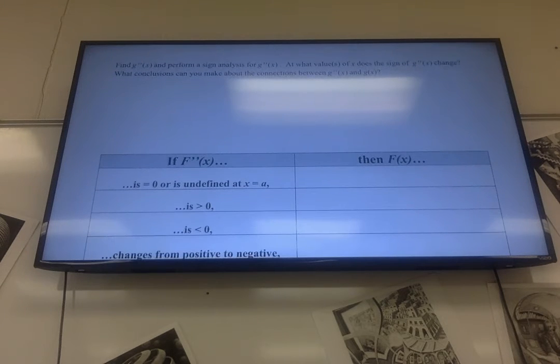So we're going to skip right to the next one. G double prime of x, and then do a sign analysis for this.